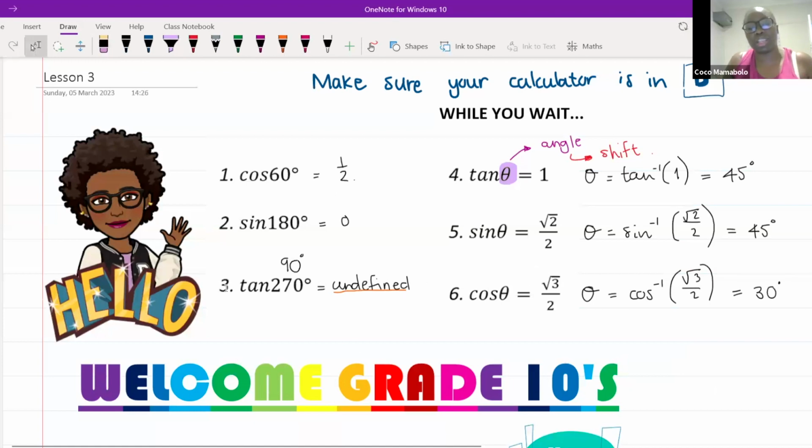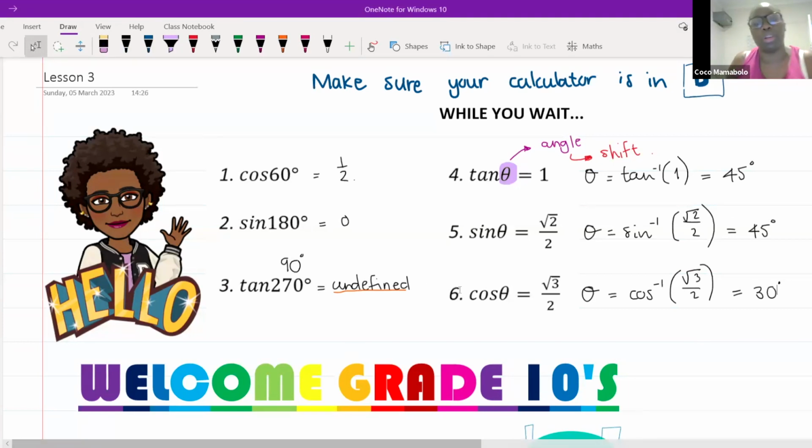And somebody did mention that these are actually called special angles. Absolutely, they are. We're going to get to the part where we learn about special angles.